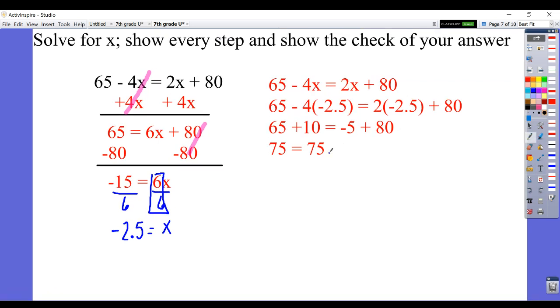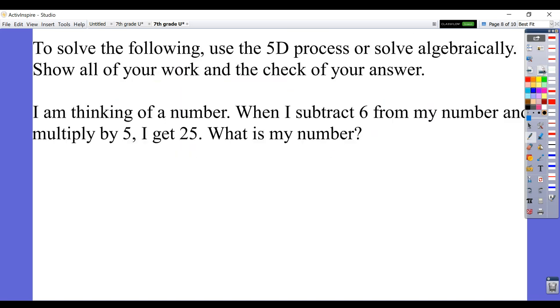Again, if you're not sure where I got these values from, the good news is at this stage you are allowed to use a calculator. But again, this equaling this shows that this was the correct solution. All right, another type. To solve the following, use the 5D process or solve it algebraically. So you're allowed to do either way, but you need to show all your work and show the check.